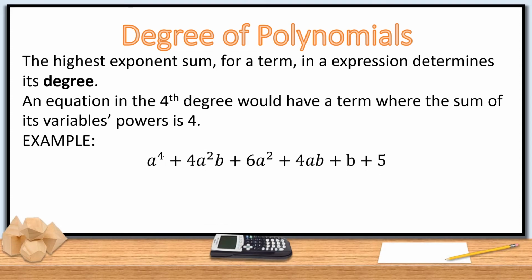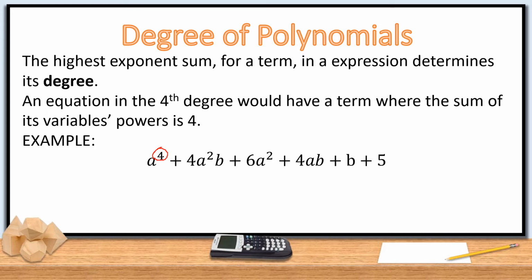So for example, if we had a to the power of 4 plus 4a squared b plus 6a squared plus 4ab plus b plus 5, I would ask you, what is the degree of the expression? And you would have to try and figure that one out. So how we do it, we look at a to the power of 4. Okay, it's just a, it's raised to the power of 4, so this has a degree of 4.